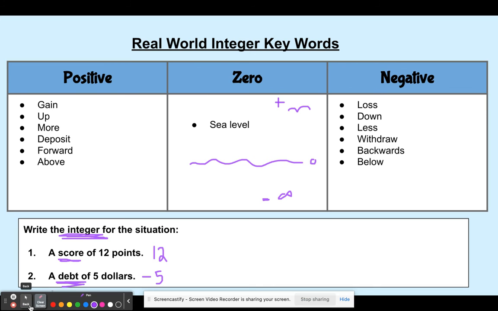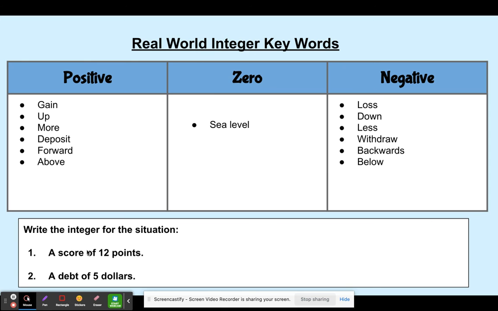So those are the skills you have to have for this topic. You have to be able to tell me real world integers, what real world situations mean in the number world. You also need to be able to, I'm trying to go back, tell me how to plot numbers on a number line. You need to be able to tell me opposites, and you need to be able to order and compare.